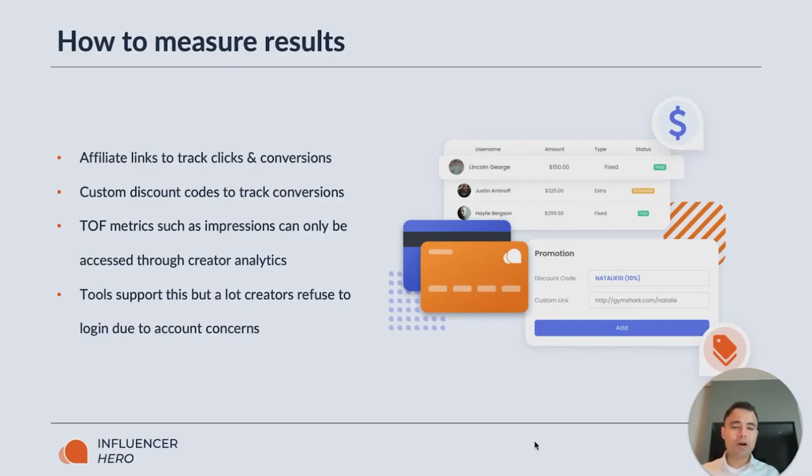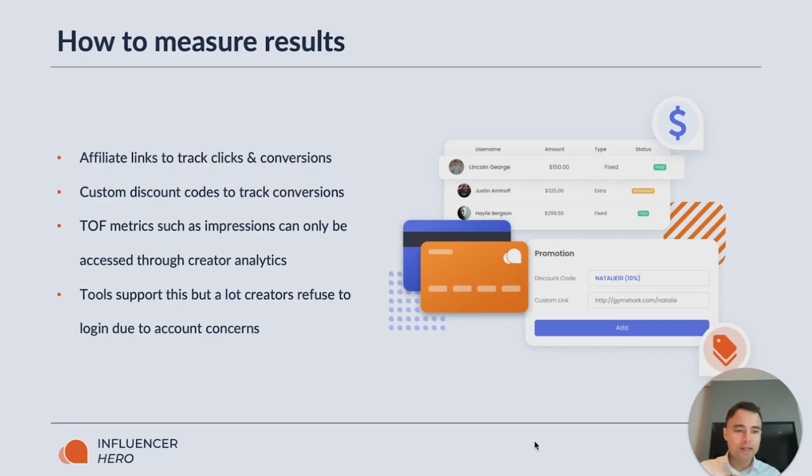So affiliate links are important because you're also able to use cookies to attribute sales at a later stage. Because the second way to track sales are custom discount codes, right? So each influencer should set their own discount code. This is super simple: whenever a customer uses that specific discount code, you can attribute it to that influencer.